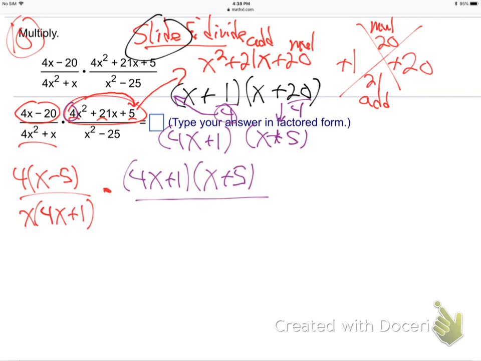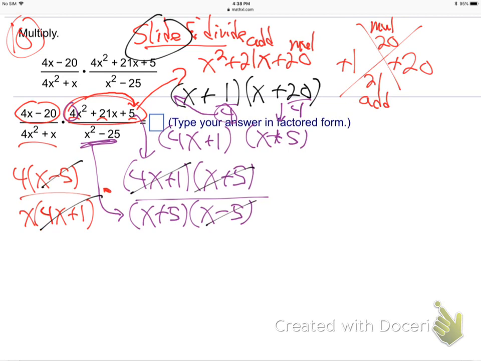And then the bottom part here factors as a difference of squares: x plus 5, x minus 5. All right. It's all factored. Now we cancel whatever we can cancel. 4x plus 1, x minus 5, x plus 5, top and bottom, straight up and down or diagonal. What are we left with? Just 4 and x. So there we go. There's quiz number 3.